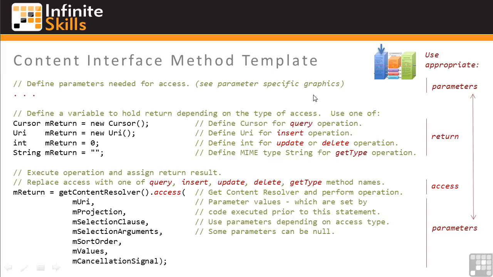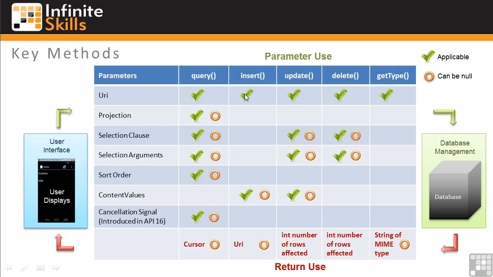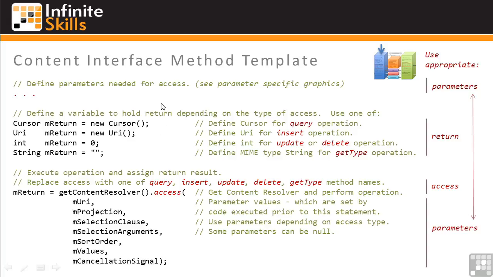We'll start with the content interface. The way these templates are set up is that you would make changes to them depending on the access method you're coding: query, insert, update, delete, get type. So in the first section, you'd create the code to generate the parameters necessary for, let's say, the insert method. And you might consult our table of parameters to see that for the insert method you need the URI and possibly content values. So the code to create those would go here.